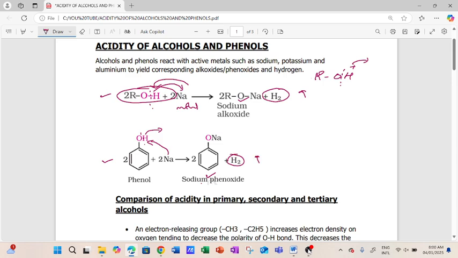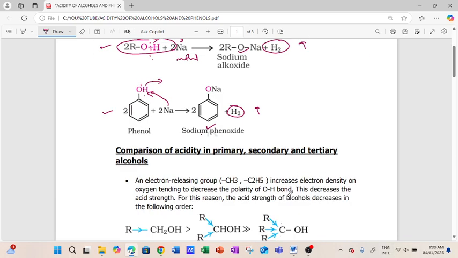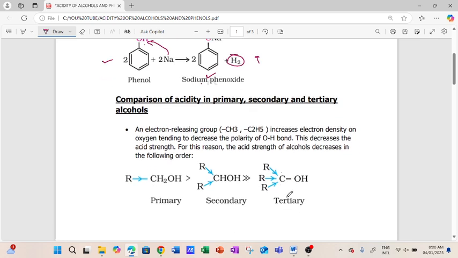So these two reactions prove the acidic character of aliphatic and aromatic alcohols. So both aliphatic and aromatic alcohols are acidic in nature because of the presence of the OH functional group. Aromatic alcohols are called phenols, that you know already. So this is the preliminary introduction, and now we are going to compare the acidic character of different types of alcohols among primary, secondary and tertiary alcohols.